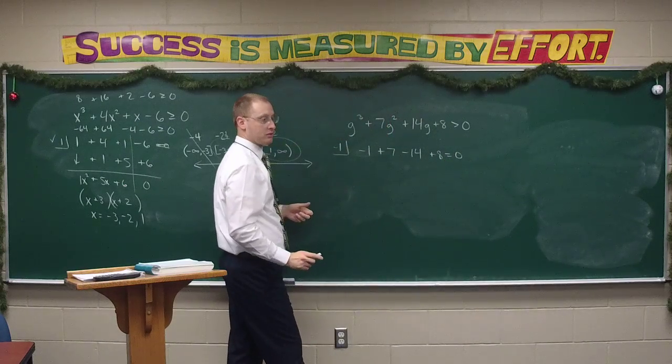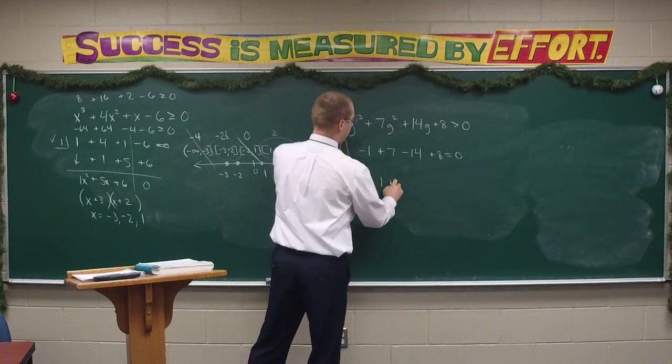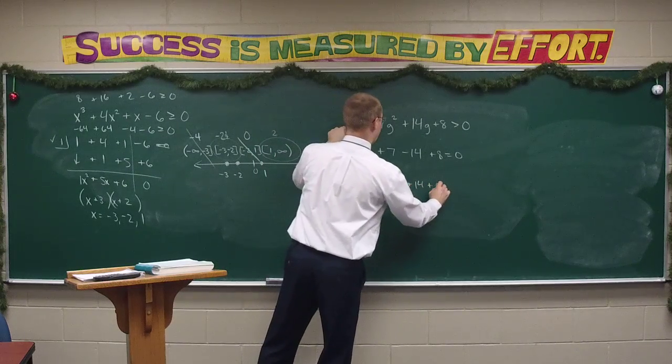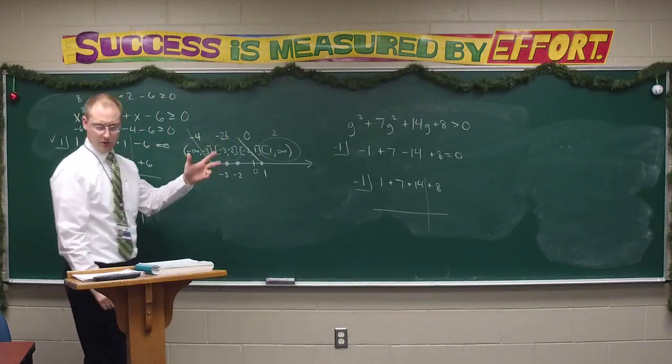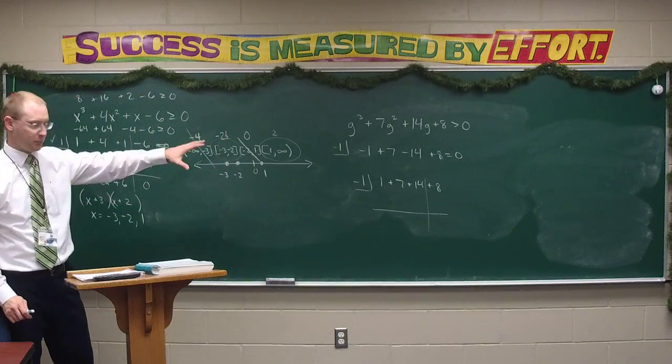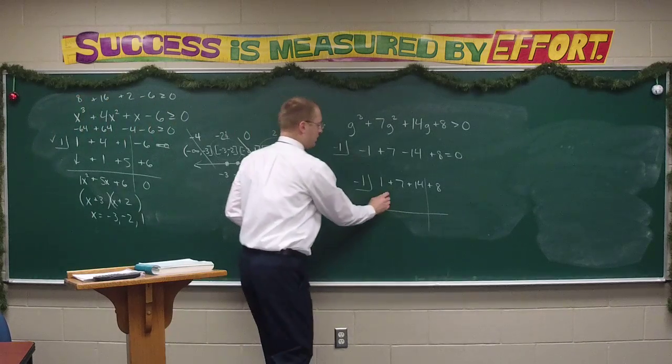-1 + 7 - 14 + 8. True or false? True. All right, so put the negative 1 in the half box, and then 1, 7, 14, 8 get copied down. Again, I had to doctor it for the original plug-in. By the way, y'all understand what I'm talking about when I say don't even bother plugging in a positive? Mm-hmm. All right. Bring down the 1.